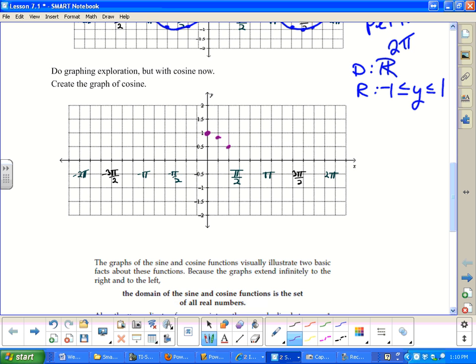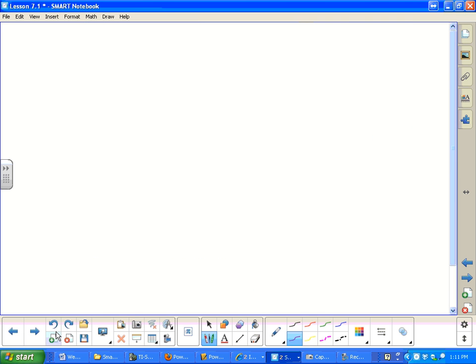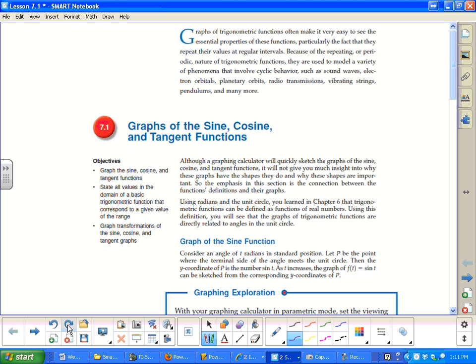Okay. Cosine of 0 is 1. Oh, so we're going by this. Oh. Okay. So we're doing the x values now. All right. We're good. Okay. Cosine of pi over 2 is 0. Okay. So, all right, finish up the graph of cosine. Yep, connect the dots.